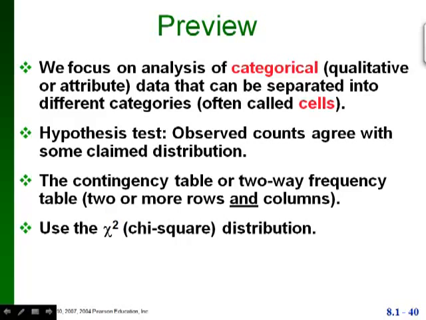One of the things that we'll be looking at is contingency tables. These can also be called two-way frequency tables. This is a table that has at least 2 rows and at least 2 columns. And for all of the hypothesis tests in this chapter, we'll be using a different distribution. We haven't used this one before. It's called the chi-square distribution. And it's a little bit different than either the normal distribution or the t-distribution. We'll take a little bit of time here and look at what it looks like.